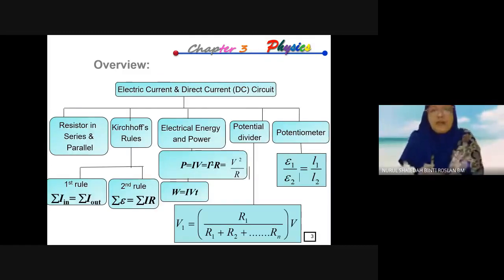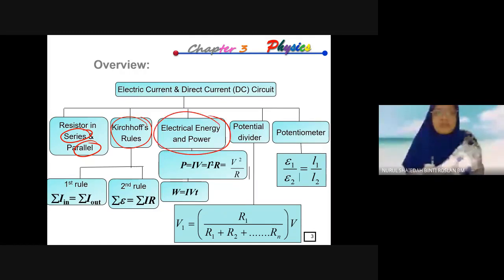Okay, and then you will learn about electric current and direct current for resistor in series and parallel. And then Kirchhoff rule. Kirchhoff rule ni lah yang banyak nanti. Okay, electric energy and power, potential divider and potentiometer. These two adalah application.